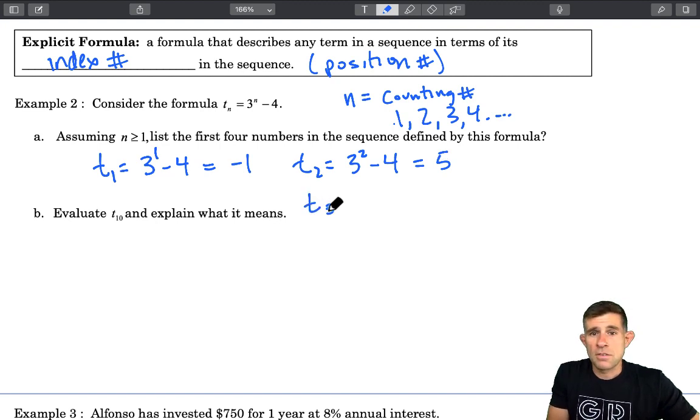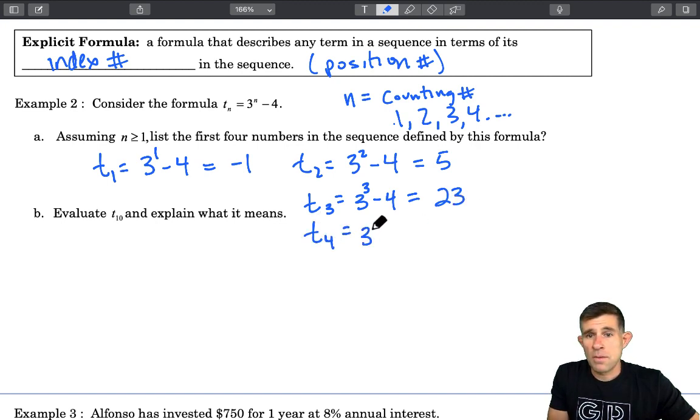The third term would be found by taking 3 to the third minus 4. That's going to give me 3 cubed is 27. 27 minus 4 is 23. Finally, the fourth term is going to be found by taking 3 to the fourth and subtracting 4.